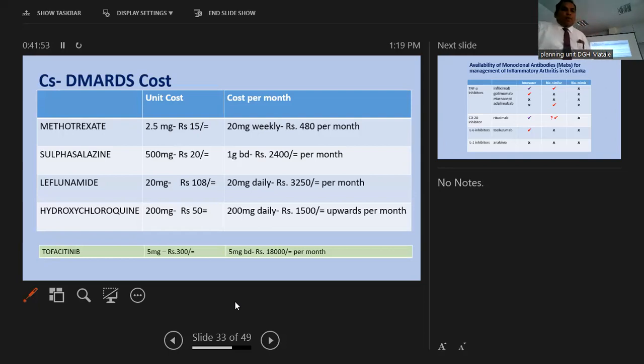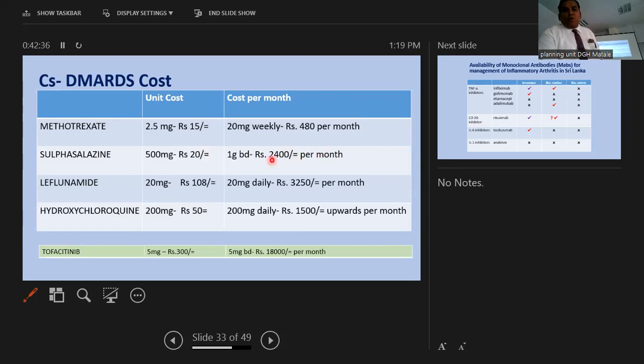I just wanted to highlight this point because I thought this is an appropriate era to talk about the cost as well. What we need to know is how much we spend on DMARDs. So all the guidelines would say start on methotrexate because of the evidence base which is available. And it is in fact true when it comes to the cost as well, because if we prescribe a 20 milligram weekly methotrexate, it would cost only about 480 rupees. Whereas if we start on sulfasalazine, it would cost about 2,400 per month.